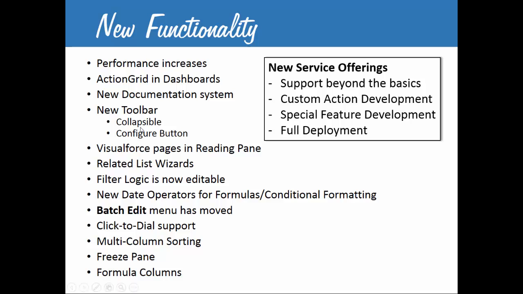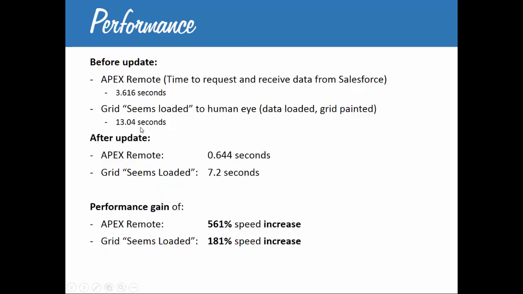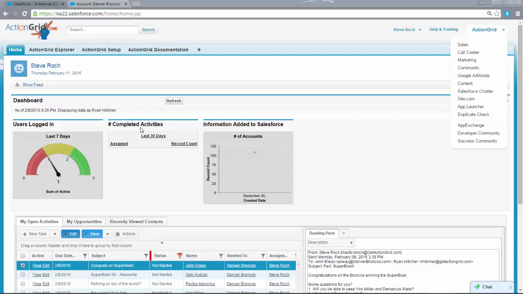I just wanted to mention quickly, with a slide, our performance increases. This release was a big improvement in performance. We got a 561% speed increase in what we call the Apex remote call, and 181% in what the human eye perceives as the grid being loaded. And that's the only PowerPoint we'll show here today. The rest of it's going to be all demo.